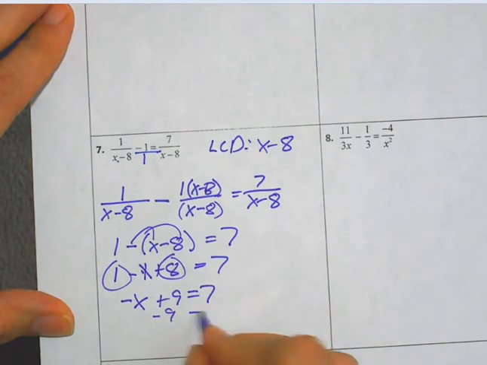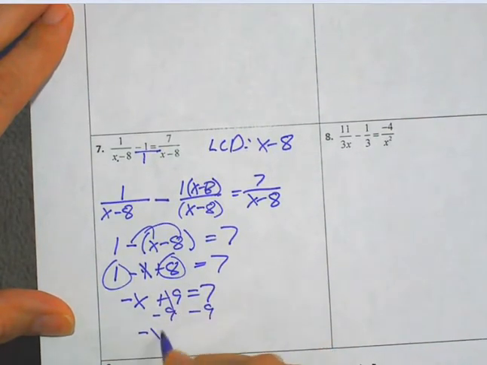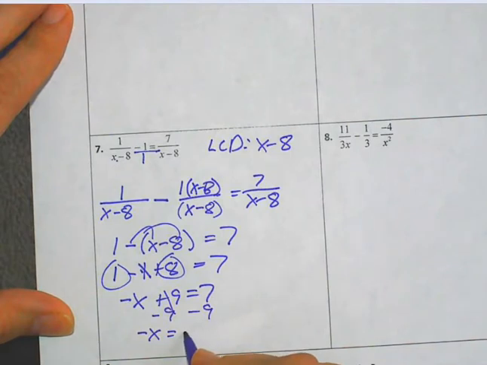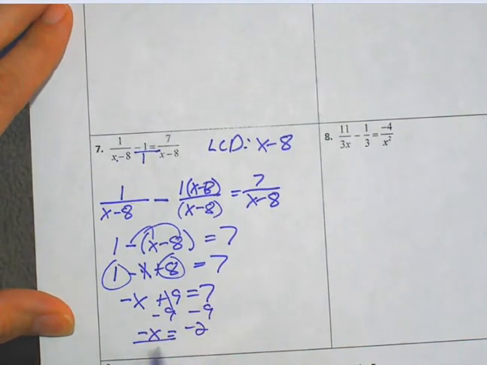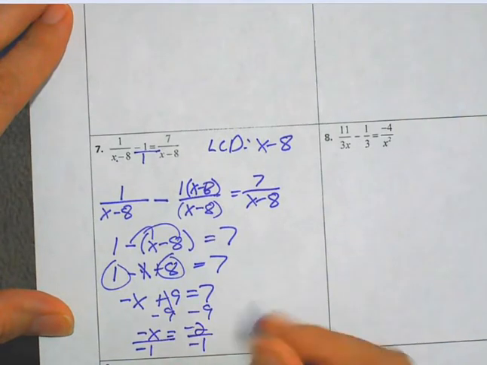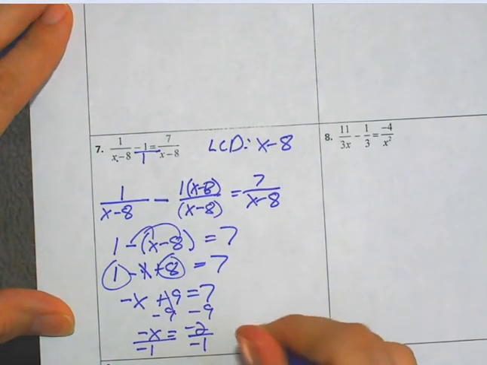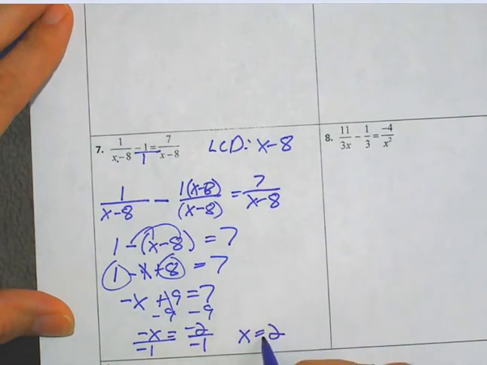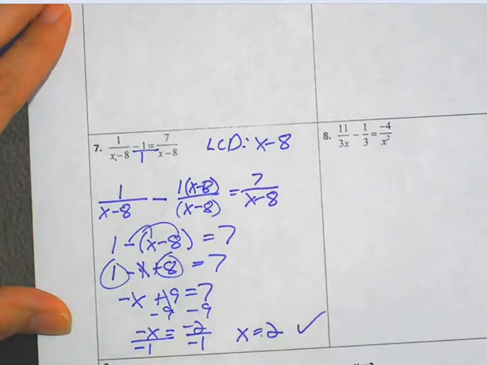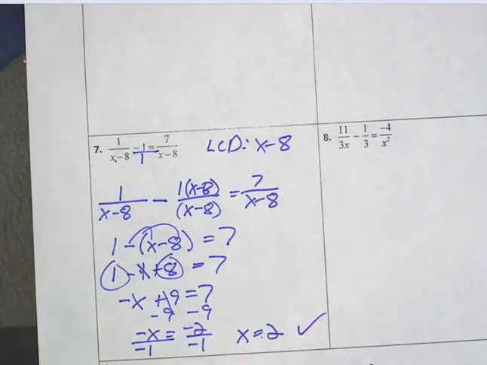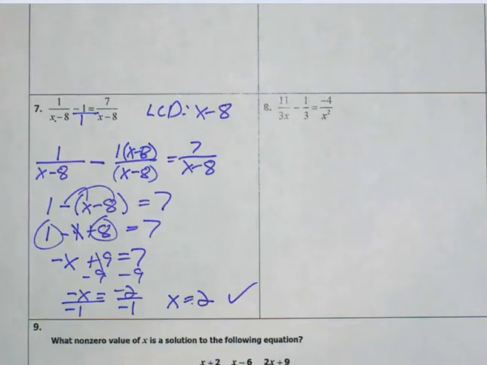Subtract 9 from both sides. Negative x equals negative 2. I can't have that x negative, so I'm going to divide by negative 1. So then that's going to be x equals 2. If I substitute that into this denominator, 2 minus 8, that doesn't equal 0, so there are no extraneous solutions for that one. Okay, number 8 you should be able to do.